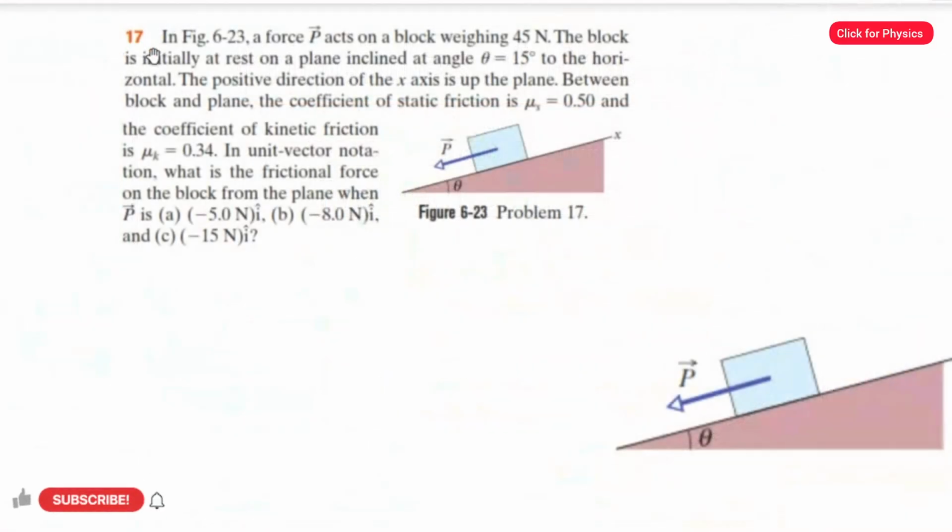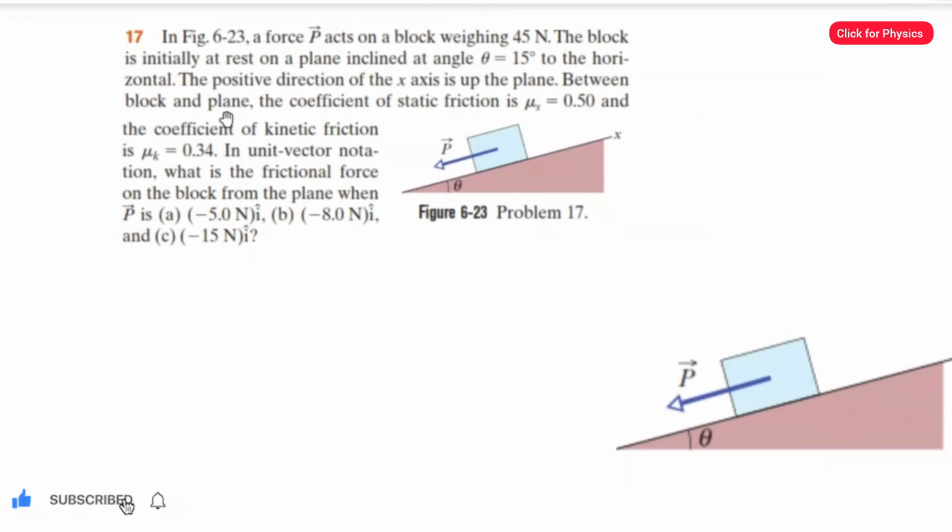Problem number 17. In the figure, a force P vector acts on a block weighing 45 Newton. The block is initially at rest on a plane inclined at angle theta equal to 15 degrees to the horizontal. The positive direction of the x-axis is up the plane.